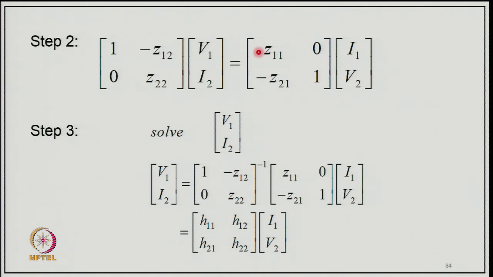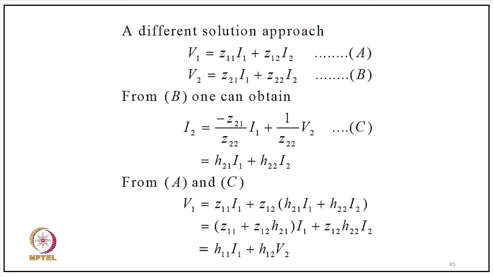We can write this equation in the form of V1, I2 in terms of I1, V2. Solving this, we can find V1 and I2 by taking the inverse of this matrix on the other side. So, the inverse of [1, -Z12; 0, Z22] is multiplied by [Z11, 0; -Z21, 1] into [I1, V2], or we can say [V1, I1] equals [H11, H12; H21, H22] into [I1, V2].